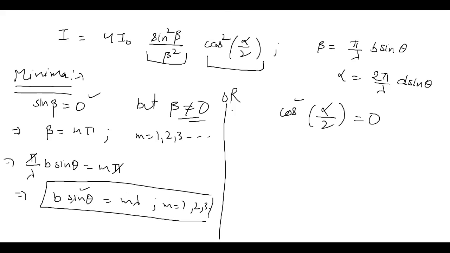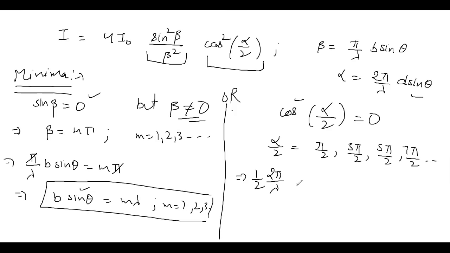The second scenario is when your cos alpha by 2 is equal to 0. That means your alpha by 2 is equal to pi by 2, 3 pi by 2, 5 pi by 2, 7 pi by 2, and so on. Or you can say that 1 by 2, plug in the value of alpha. Alpha is 2 pi by lambda into d sin theta. And this I can write as 2n minus 1 lambda by 2, where your n starts from 1 onwards.